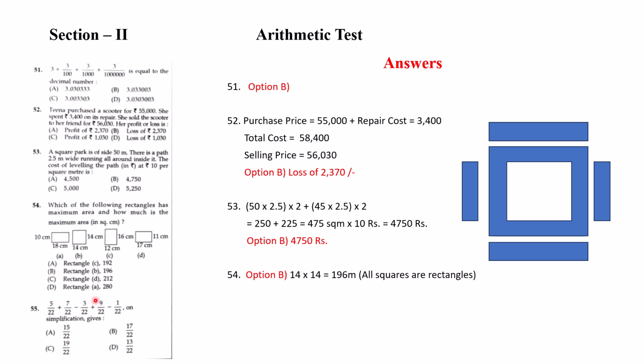When we do that simple operation, 5 plus 7 would give us 12. 12 minus 3 is 9. 9 plus 9 is 18. 18 minus 1 would be 17. Therefore 17 divided by 22 would be the right answer. Therefore option B is the correct answer.